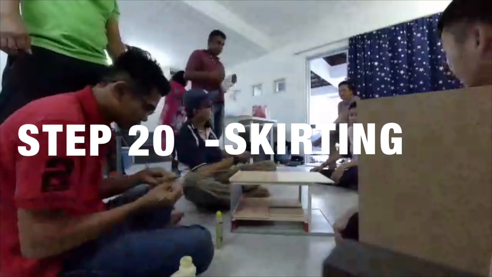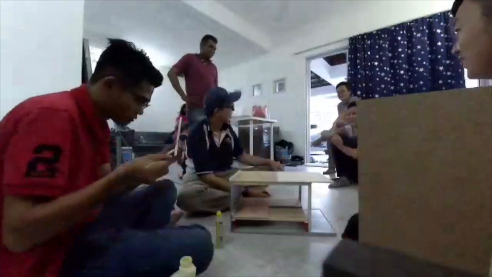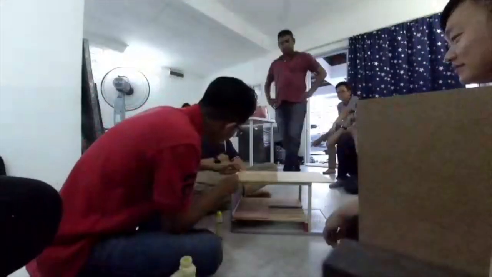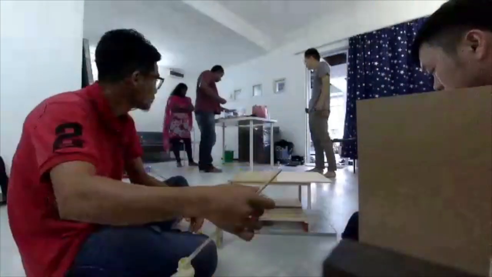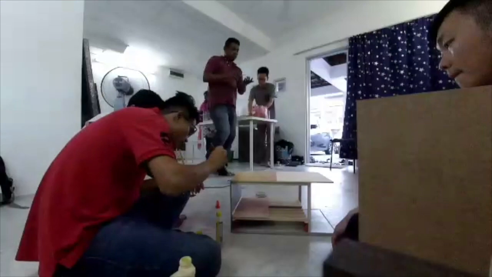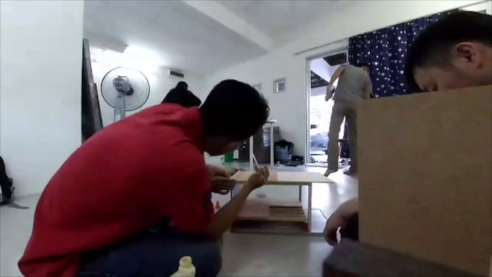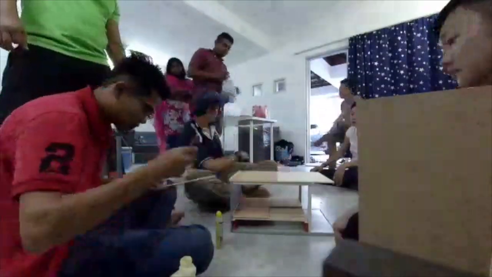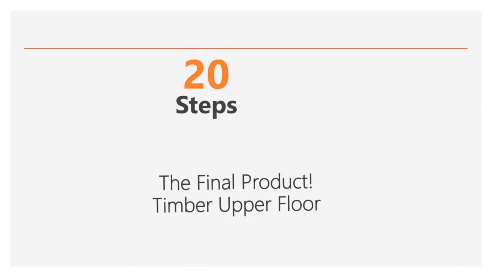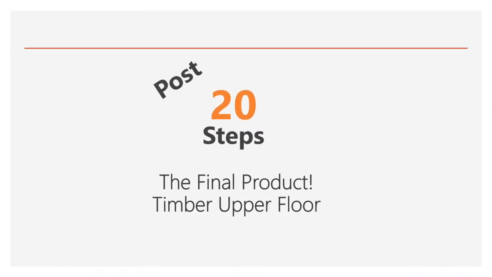Skirting, again similar to suspended timber ground floor skirting. The function is the same: protection for the wall from abrasions. On the working model, we are using angle basswood strip, glued to the skirting wall. After we have executed all the 20 steps, this is how the final product looks like.